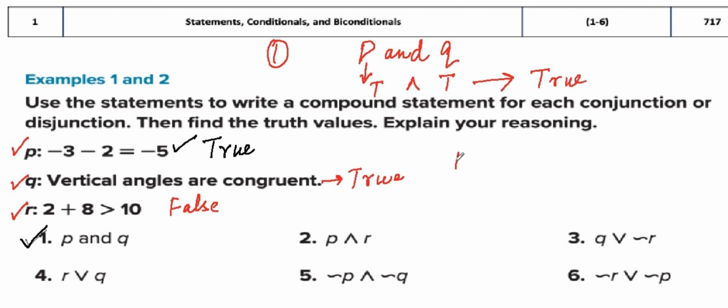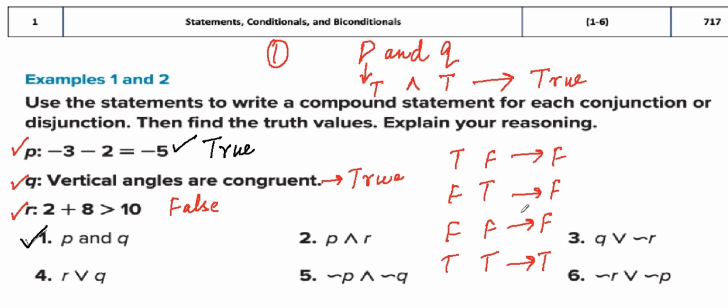Remember the table for that: true, true is true; true, false is false; false, true is false; false, false is false. This is for and. If one of them is false, it will be false. Here, this is true, true. So what result are we getting? True, true is true.